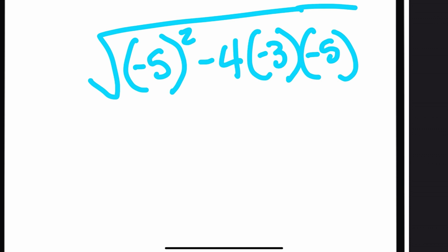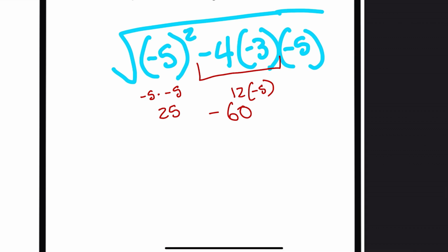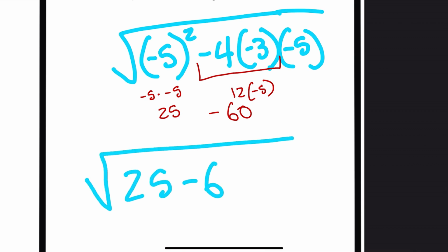So first part I see is -5 squared. So I'm going to do -5 times -5. That is going to be a +25. All right, next part, I got my multiplying over here. So I got -4 times -3. That's going to be +12 times -5. That will be a -60. Cool. I'm going to take my pieces. I'm going to do 25 minus 60.